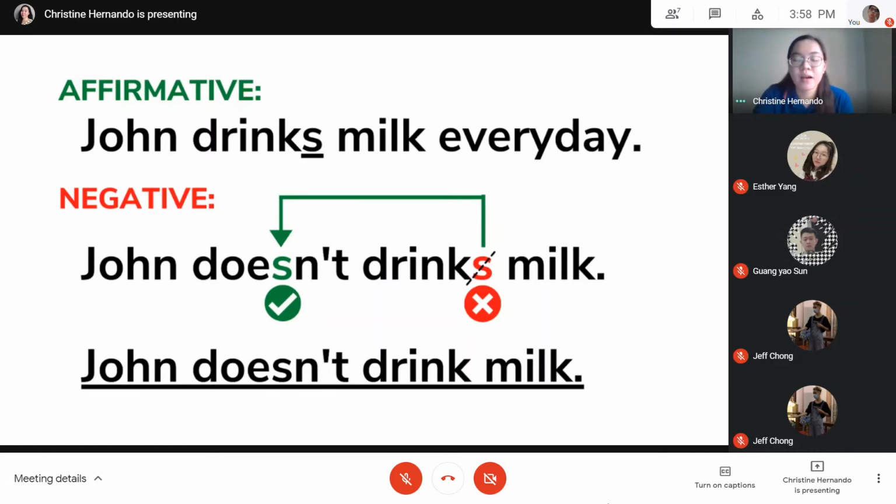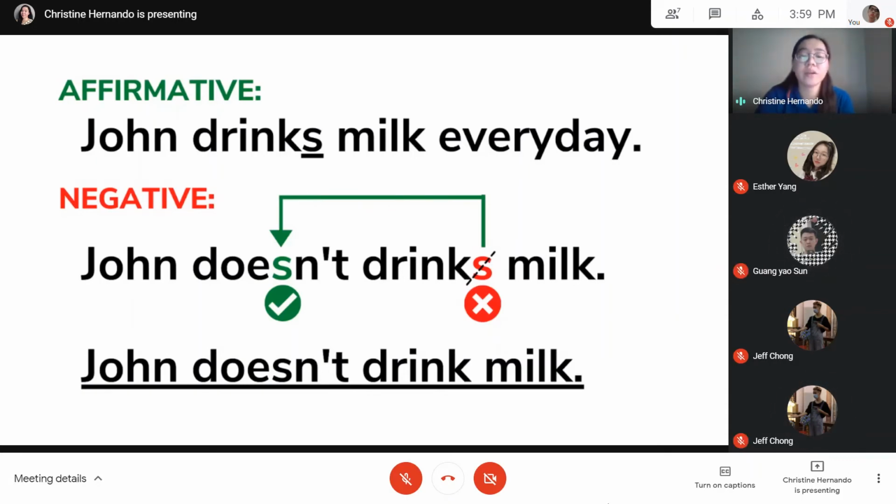Okay, so since we did not put an S, the reason behind that is because in negative sentences, the singularity or plurality is indicated by the auxiliary verb, which is why instead of putting it on the main verb drink, we instead attach it to the auxiliary verb. Look at this. John doesn't drink. Did you observe that, guys? Yes, ma'am.